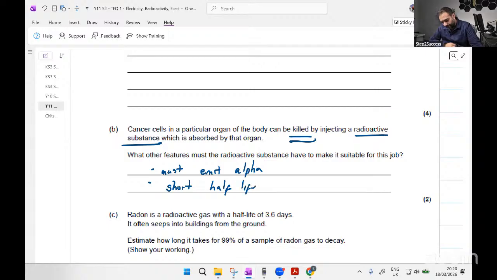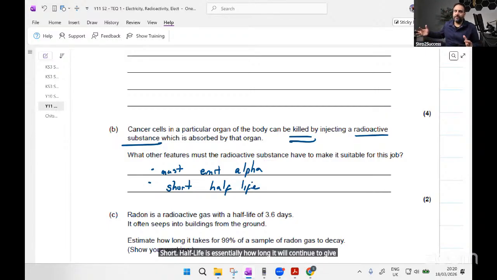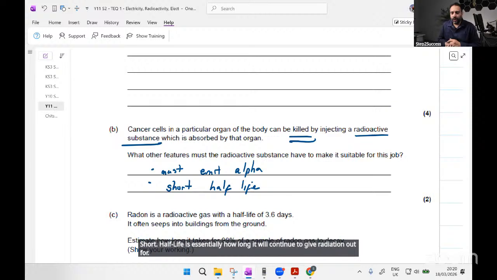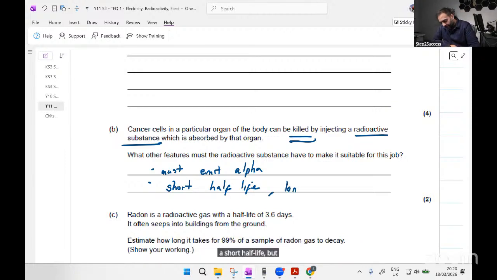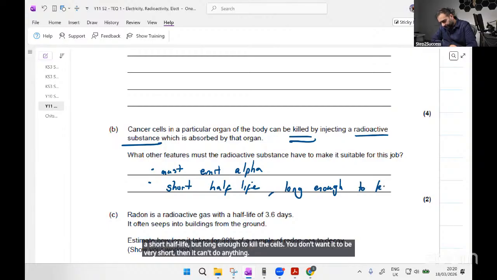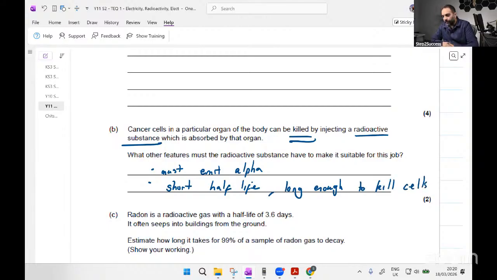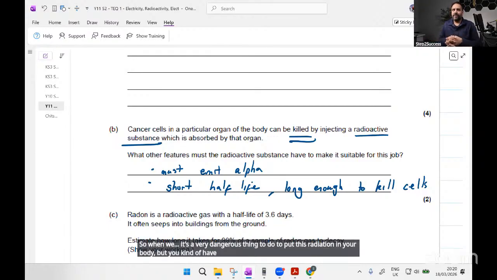Half-life is essentially how long it will continue to give radiation out for. A short half-life, but long enough to kill the cells. You don't want it to be very short, then it can't do anything. So it's a very dangerous thing to do to put this radiation in your body, but you kind of have a precaution by using something that has a short half-life, which means it very quickly stops giving out radiation. You don't want to be giving out radiation for months and years. It should be only for a short period of time, enough to kill the cells.